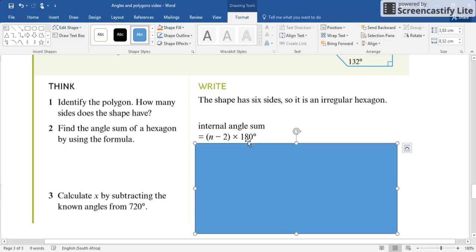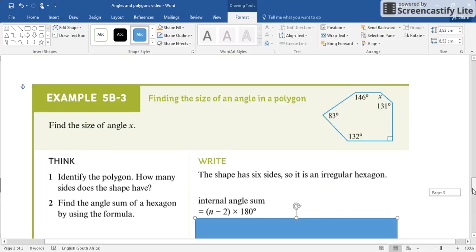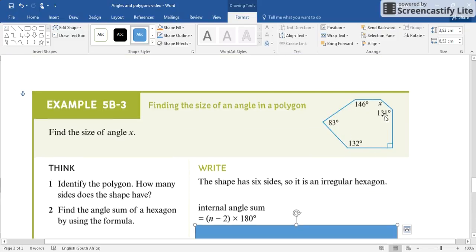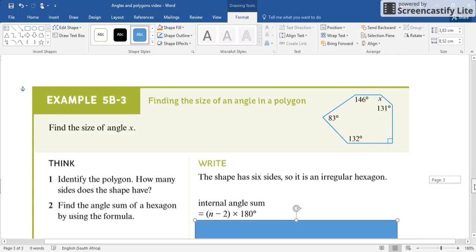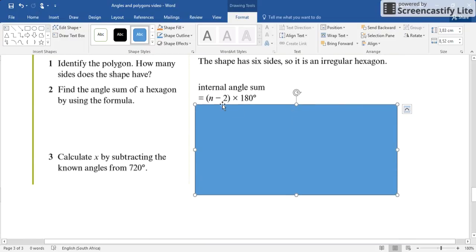So what did we say? We had 6 sides. So we're going to go 6 take 2, which will give us the answer of 4, multiplied by 180 degrees. That will tell us how many degrees is inside this object. And then we just add the known ones up to take it away to give us the one we don't know. All right, so let's start again.